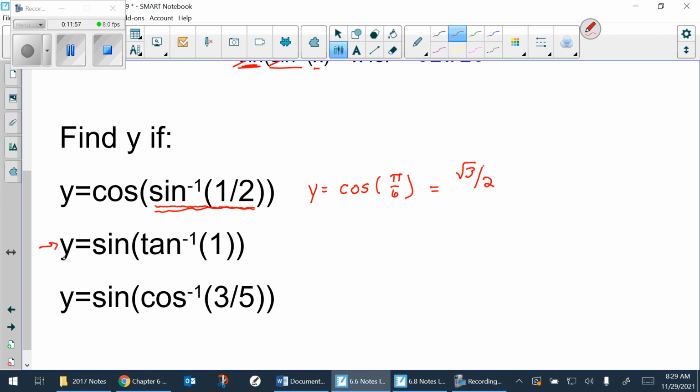Next one, y is equal to the sine of the tan inverse of 1. You have already found tan inverse of 1 on the previous slide. It was pi over 4. And so that is going to be, now again, I got to know my unit circle. I believe the sine of pi over 4 is square root of 2 over 2.